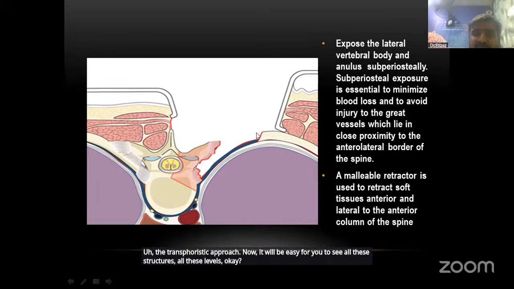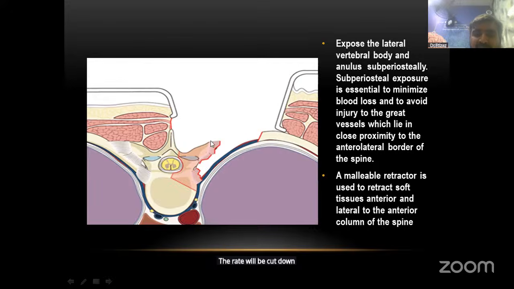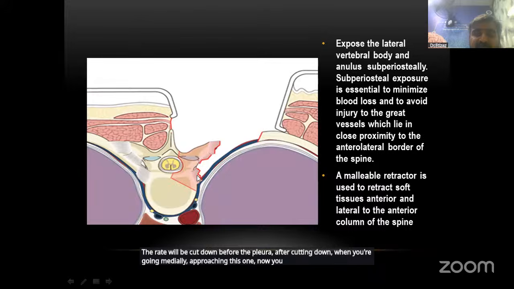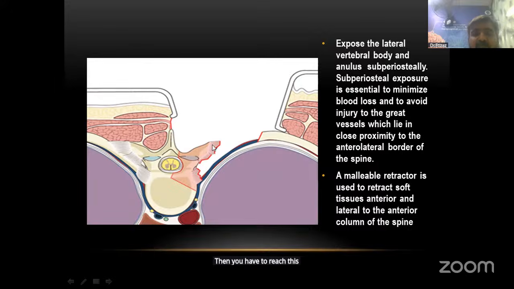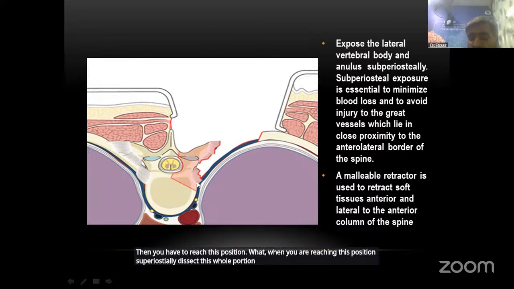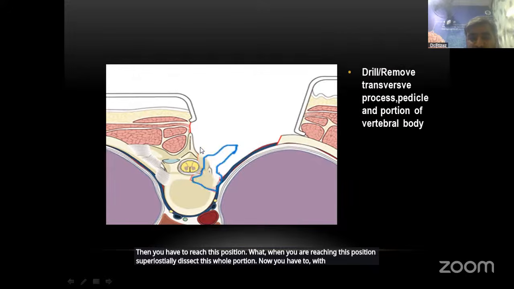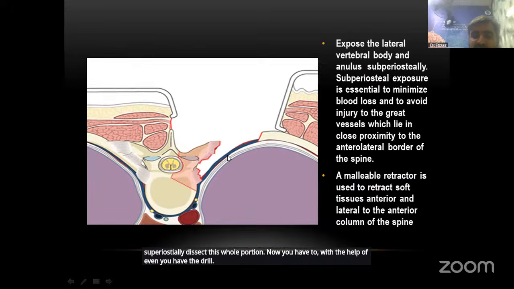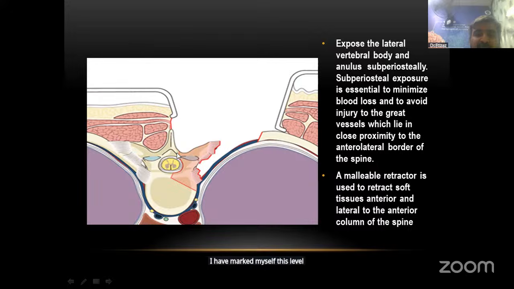Okay, the rib will be cut down before the pleura. After cutting down, when you are going medially approaching this, now you have to cut down the pleura. After the pleural incision, retract that, and follow the same tactics and instructions to the anesthetist. Then you have to reach this portion. When you reach this portion, subperiosteally dissect this whole portion. Now, even if you have the drill, I have marked this level myself. This portion has been marked. Now this is the remaining portion.